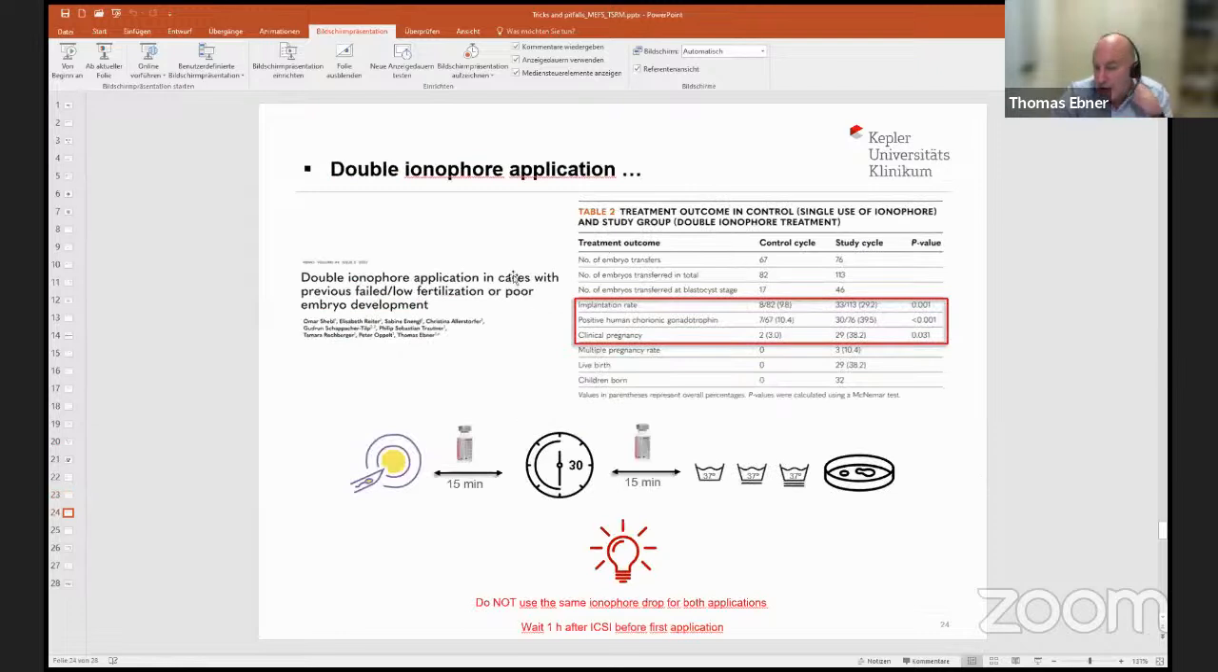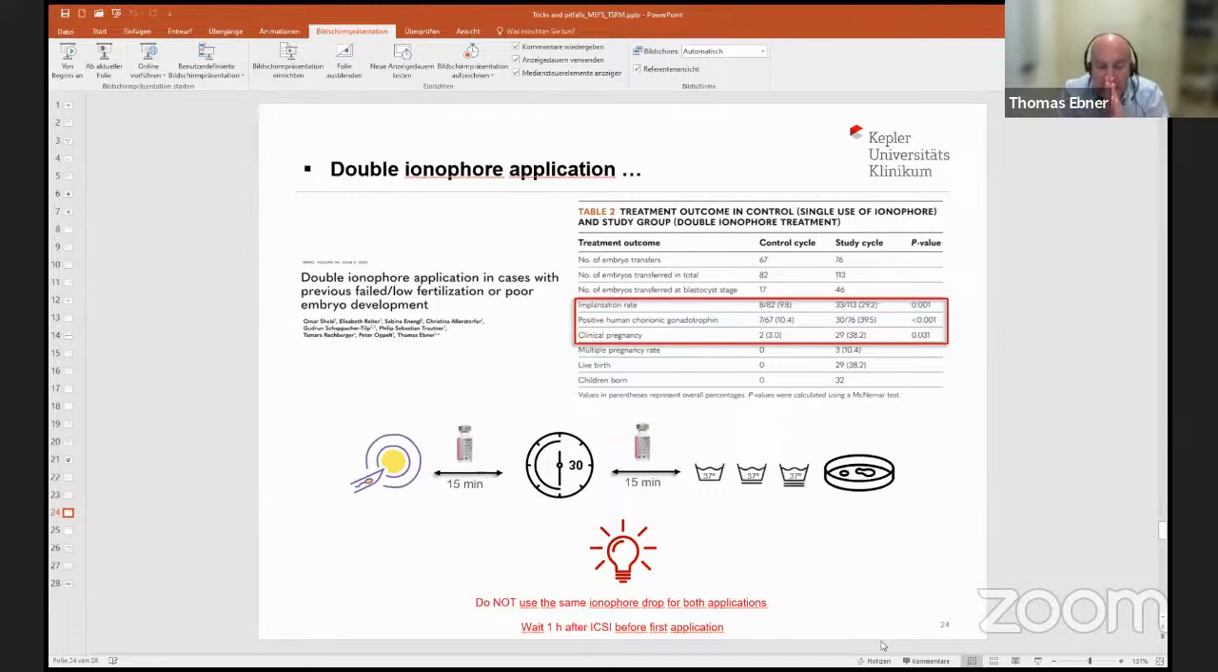And this is the publication that we did. So this is the control cycle. These were the cycles where the ionophore with a single application had almost no effect at all. But by using it twice, we get significantly better results. So you see here, the same, but in between the two stimuli of 15 minutes each, we have a 30-minute rest in your culture medium. And then we do the washing process, and then we go on with the culture.